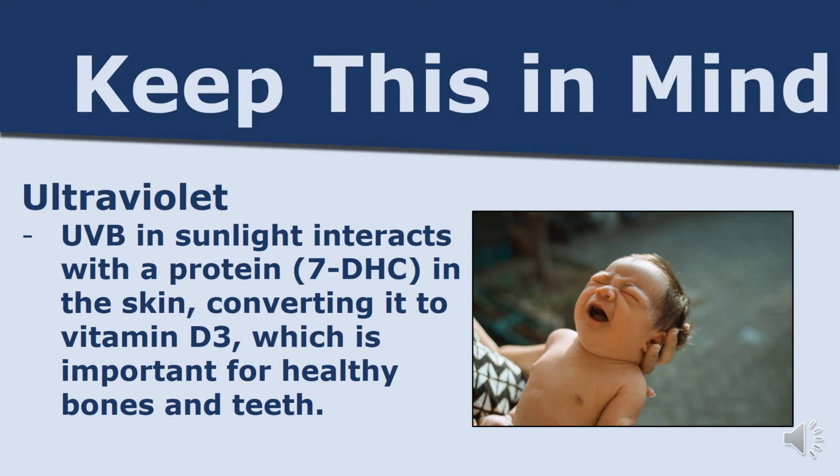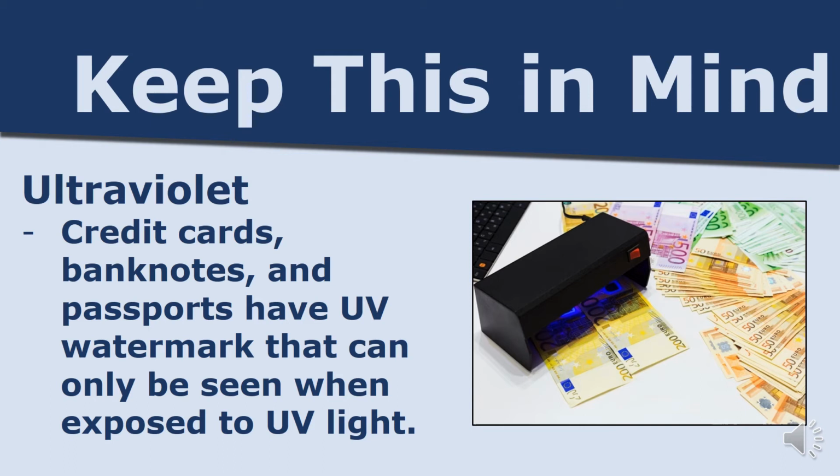Overexposure to UV also causes the skin to have sunburns, damages it, and facilitates aging. In artificial tanning or darkening of skin, some salons and shops have UV light that tans the skin of their customers. Credit cards, banknotes, and passports have UV watermark that can only be seen when exposed to UV light. This helps verify the veracity of the document, card, money, or passport.